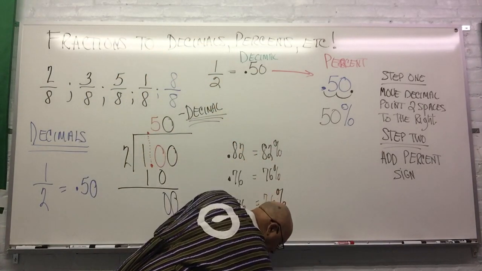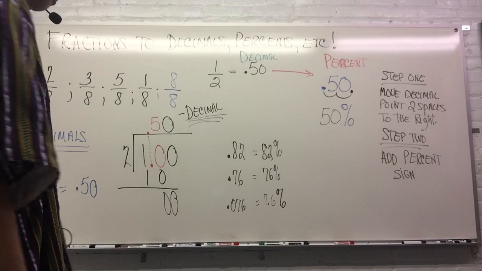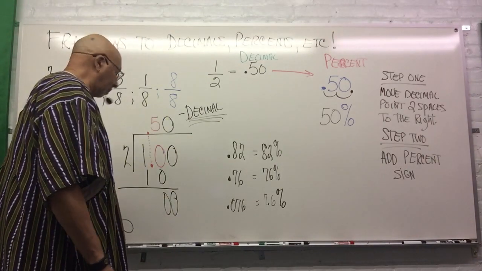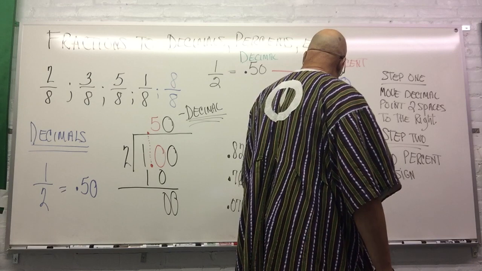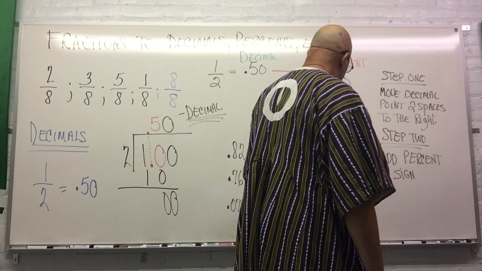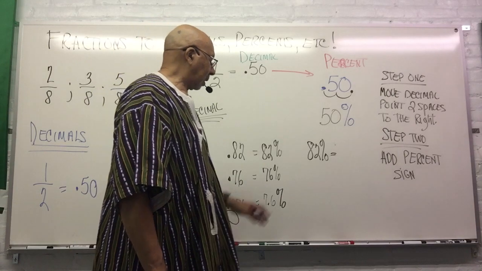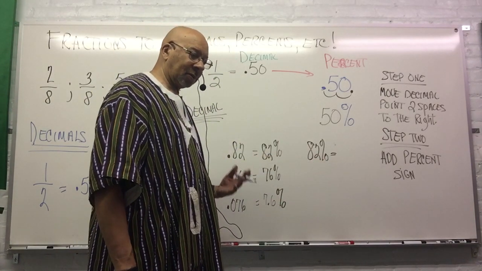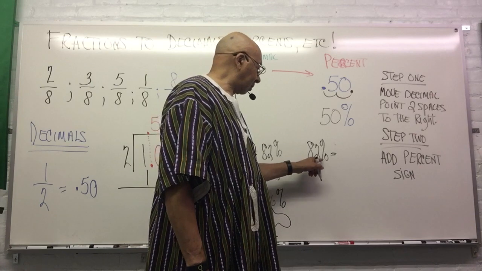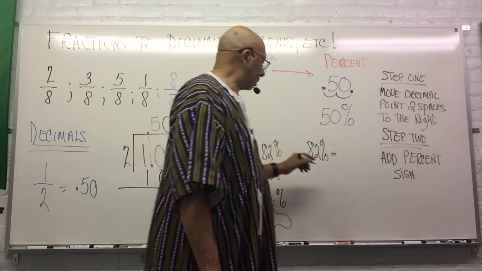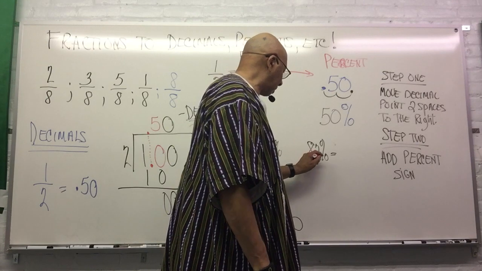The final thing I'm going to mention right now, and then we're going to stop for the day, is what if you started with 82%. I say you have 82%. What is that as a decimal? You say, well, I already had a percent, so if I have to go backwards, I go to step one, drop the percent sign, and move the decimal point 2 spaces to the left. So 82%, even though I don't see it, my decimal point is here because it's invisible.